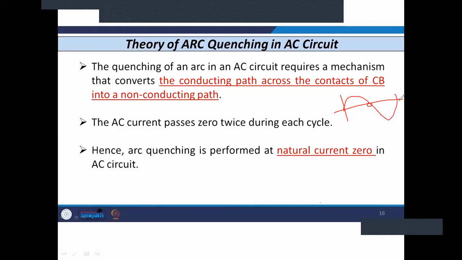The one is this and the other is this. So we have two zeros. At this point the conducting current is zero, so we have to make some arrangement over these points. These are actually the positive points for us to control the arc quenching. Hence, arc quenching is performed at the natural current zero in AC circuits.